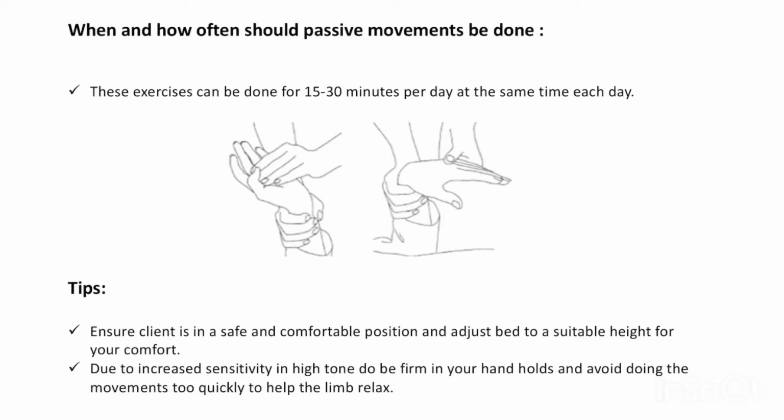When and how often should passive movements be done? These exercises can be done for 15 to 30 minutes per day at the same time each day. Tips: ensure client is in a safe and comfortable position and adjust bed to suitable height for your comfort. Due to the increased sensitivity and high tone, do be firm in your handholds and avoid doing the movements too quickly to help the limb relax.